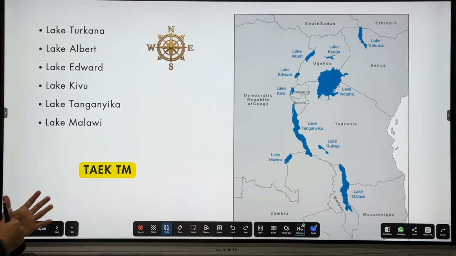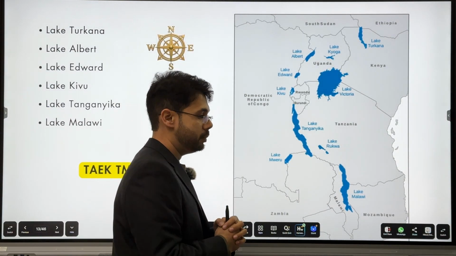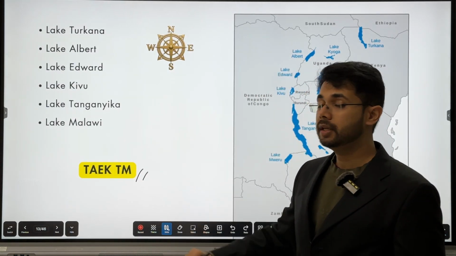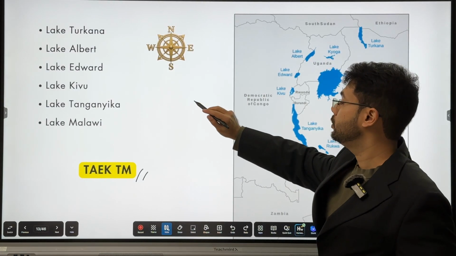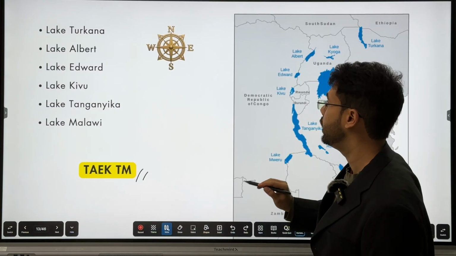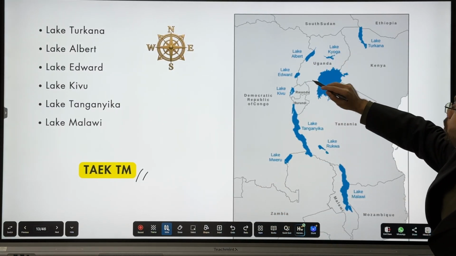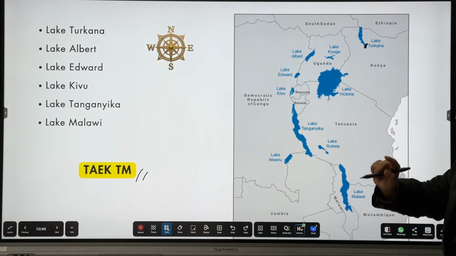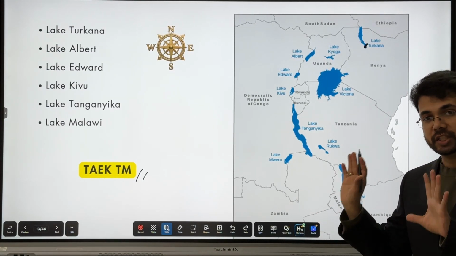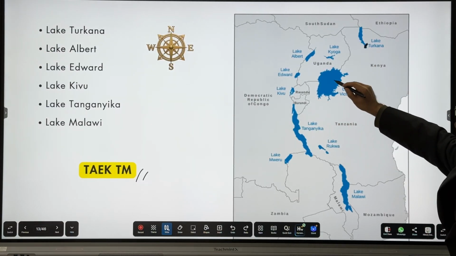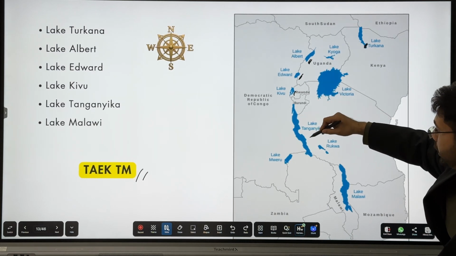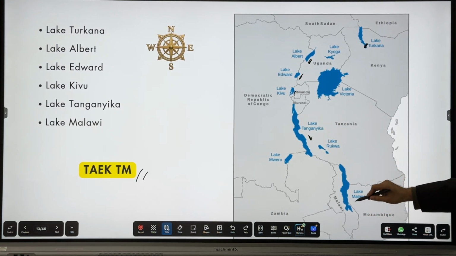So these are the lakes that are present. One way to remember them is "take TM." These are only the list of important lakes, that is Lake Turkana, Albert, Edward, Kivu, Tanganyika and Malawi. Take TM. So we're starting with Lake Turkana that is present here. None of the lakes are within one country. All of them are shared. Lake Turkana, then we have Lake Albert, Lake Edward, Lake Kivu, Lake Tanganyika, and finally Lake Malawi.